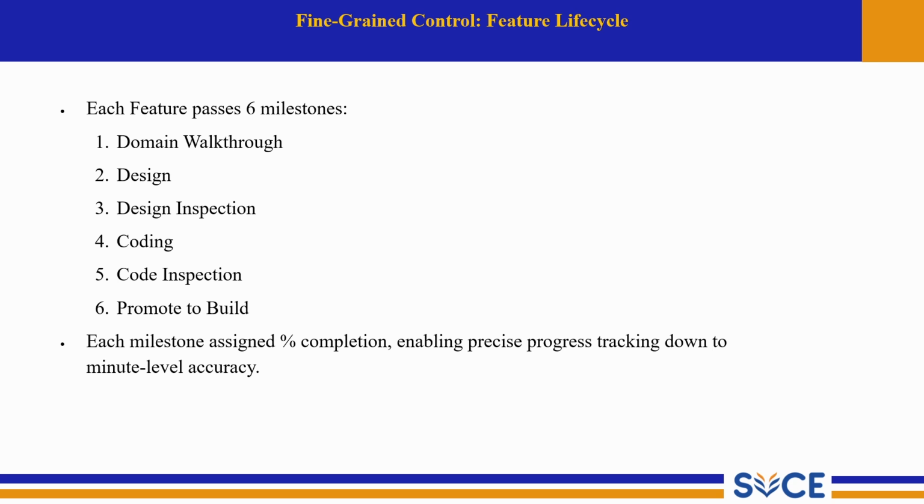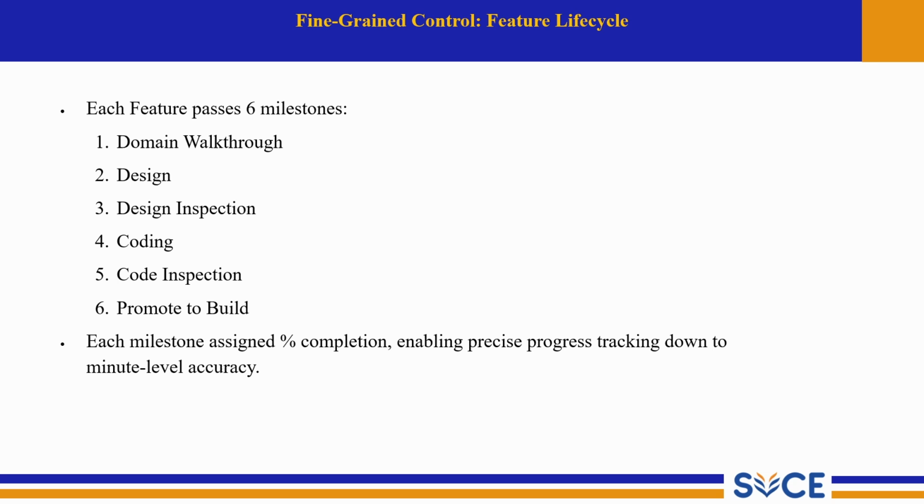Each milestone is assigned a percentage completion, enabling precise progress tracking down to minute level accuracy. In other words, instead of vague estimates, FDD measures progress in exact terms, making project tracking highly reliable and transparent. So, milestone based tracking gives FDD very fine grained control over progress.